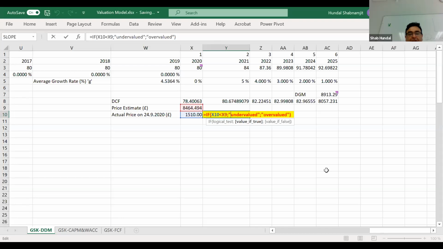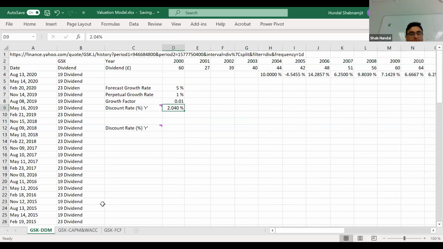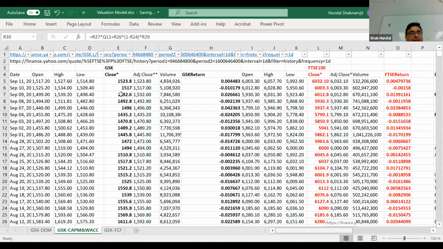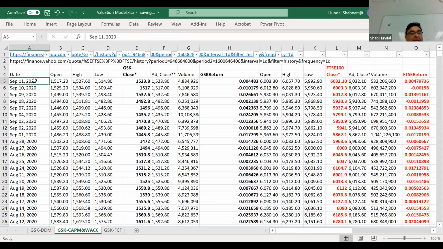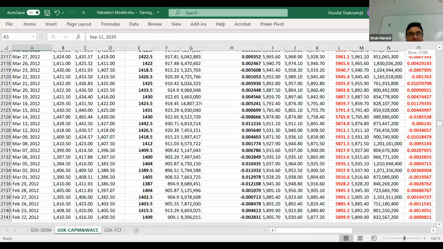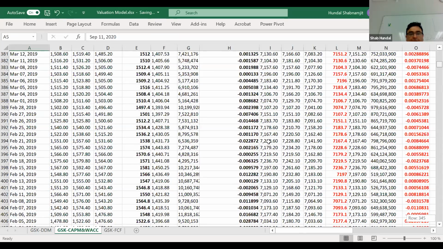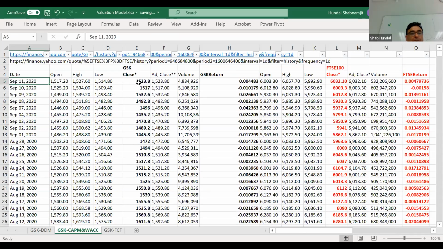Now I discuss with you where this 2.04, where this rate of discount comes from. That's very important. And then I go to the next sheet. I took the stock market data of GlaxoSmithKline from September 11, 2020, and we went as far back as 2001. So we took the data for 20 years, and we took GlaxoSmithKline's closing price. Always take the closing price of the day, all right?